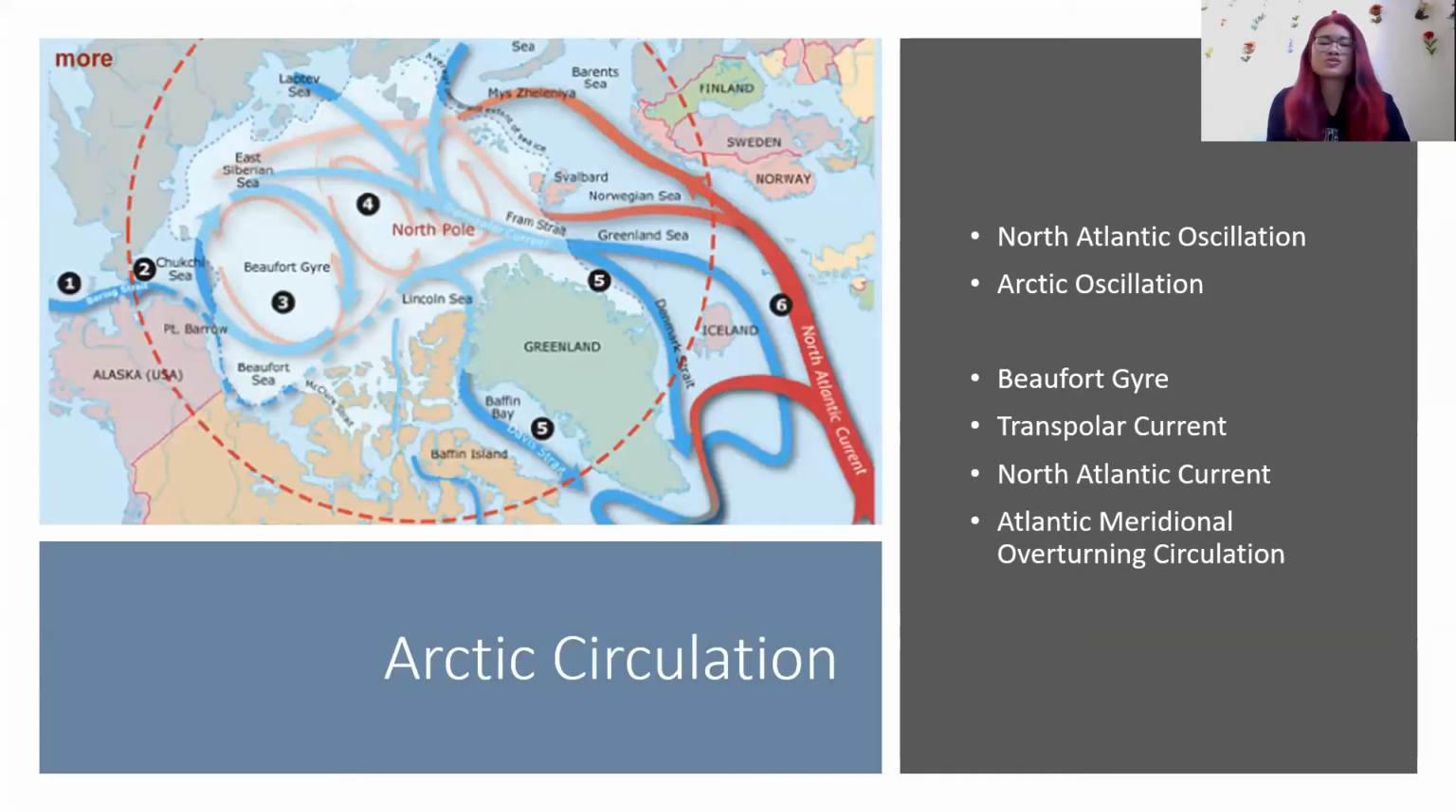Currents are driven by temperature and by wind. We're going to be talking about temperature later, but the currents in the Arctic are driven by the North Atlantic Oscillation and the Arctic Oscillation. Those are wind oscillations. Some really big currents are the Beaufort Gyre, the Transpolar Current, the North Atlantic Current, and the Atlantic Meridional Overturning Circulation. They bring water up from the more temperate regions near the equator to be cooled down and to get nutrients from the Arctic, and then the water is returned.